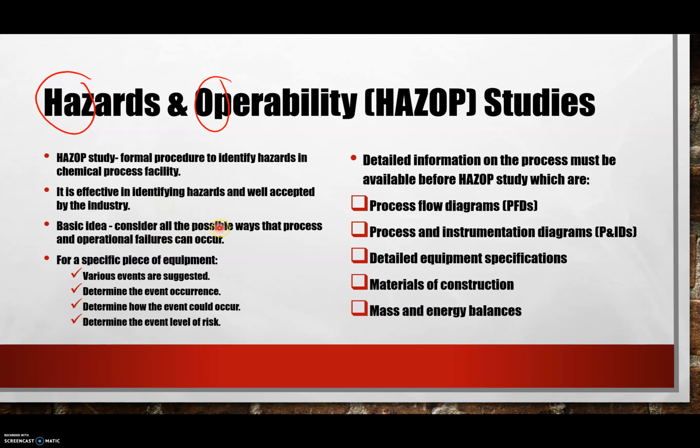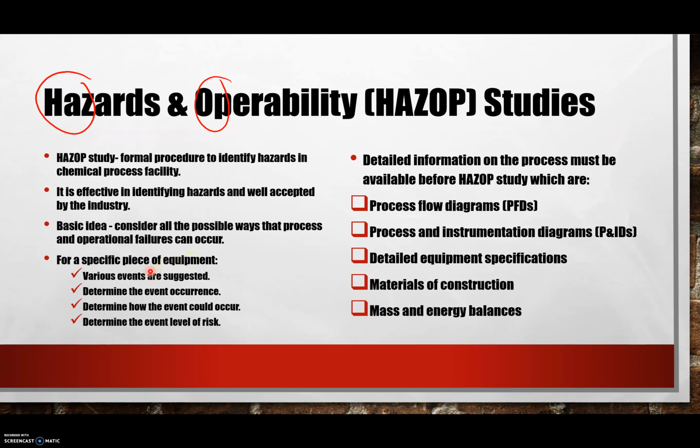So the basic idea is we try to find the possible ways hazards can exist. Hazards can exist in many ways, so we try to consider all the possible ways that process and operational failures can occur. How can we consider all these possible ways? HAZOP studies use some guideline words to identify the possible ways these hazards can occur.